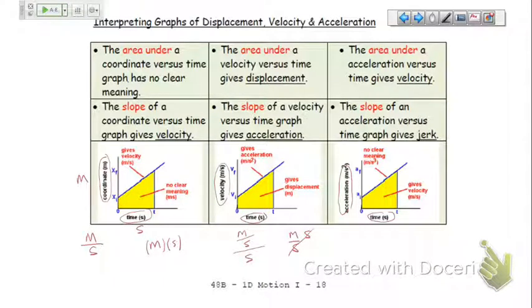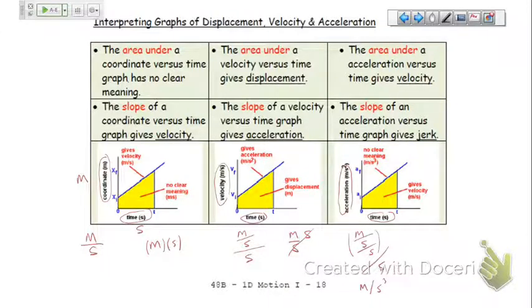And if I look at an acceleration versus time graph, for the slope I get meters per second divided by seconds. Oh man. Which is actually meters per second cubed. Anybody know what that's called? It's called jerk. It's the rate of change of acceleration.